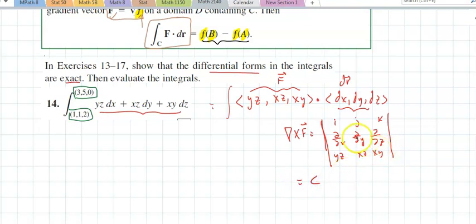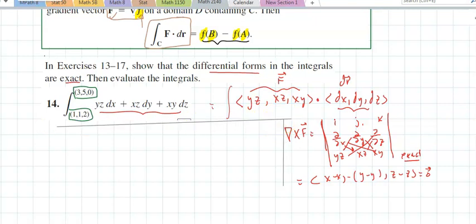And that would be what? In the i, that is the partial with respect to y minus the partial with respect to z. The j, the partial with respect to z minus the partial with respect to x. And the k, the partial with respect to x minus the partial with respect to y. And I get this to be the zero vector, so yes, it is exact. Exact, conservative, the same thing, slightly different applications, but the same analogy. Now what?